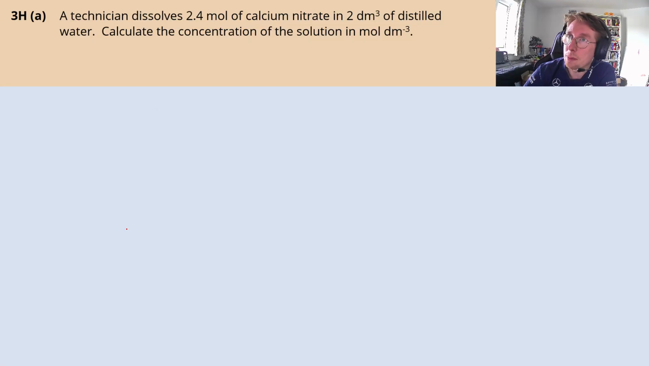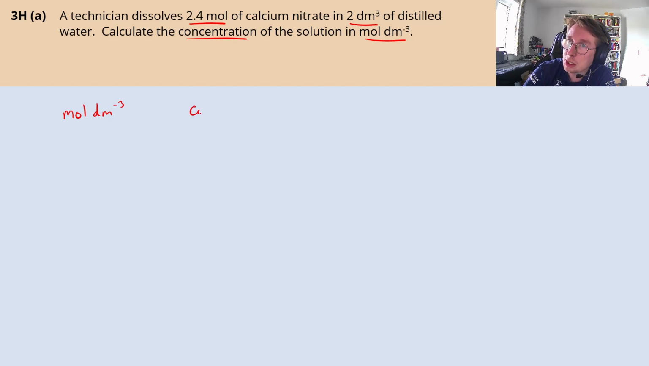So we are told in this question that we've got 2.4 moles of calcium nitrate and 2 decimeters cubed of distilled water, and we need to calculate the concentration in moles per decimeter cubed. Now, the units of concentration give us a lot of information about how to do the calculation, because concentration is a measure of how much of something there is in a particular volume. Beforehand, we have done this with masses, so how much of a particular mass there is dissolved in a certain volume, but now we're doing it with moles. So we're looking at the amount of substance dissolved in that volume.